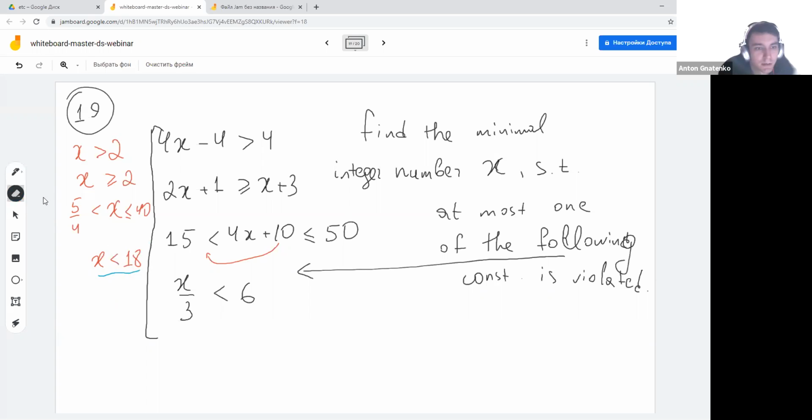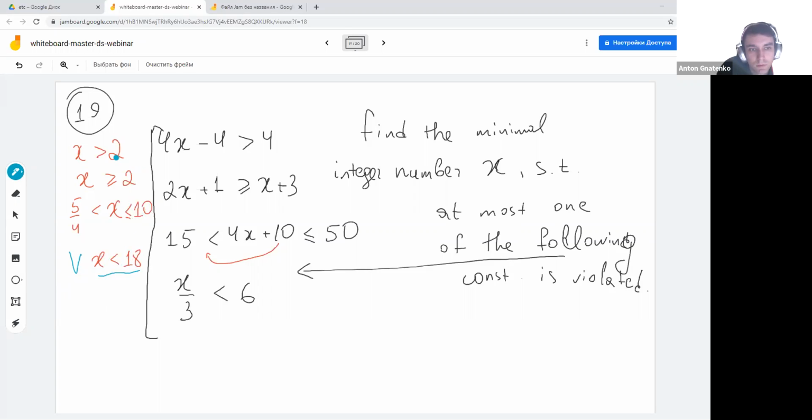wait, I have just put a mistake here. It's 4x less or equal than 40, and then x is less or equal than 10, of course. Otherwise, the solution wouldn't work. So if this last constraint is violated, then of course the third one is also violated. If x is greater or equal than 18, then it is for sure greater than 10. And if we violate this constraint, then we also violate this. So we can only violate one constraint at most. So this must be true.